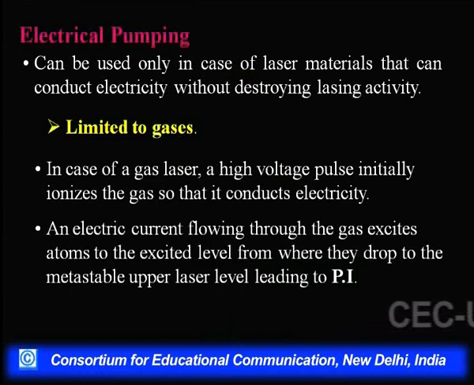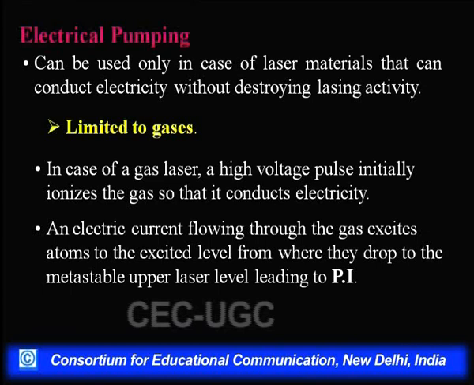Now, in the case of the gas laser, a high voltage pulse initially ionizes the gases so that they conduct electricity. An electric current flowing through the gas excites the atoms to the excited state, from where they drop to the metastable upper laser level, leading to population inversion.